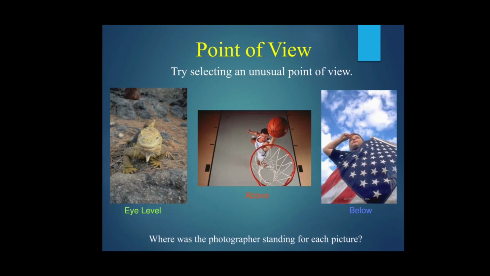And another one, POV. POV is called point of view. Try selecting an unusual point of view. Eye level, above, below. Left one, eye level. For eye level, the photographer holds the camera at normal eye level to photograph. Above means the photographer shoots from above eye level. Below means shooting from below eye level. It's called point of view. For example, eye level, above and below: where is the photographer standing for each photograph in the picture?